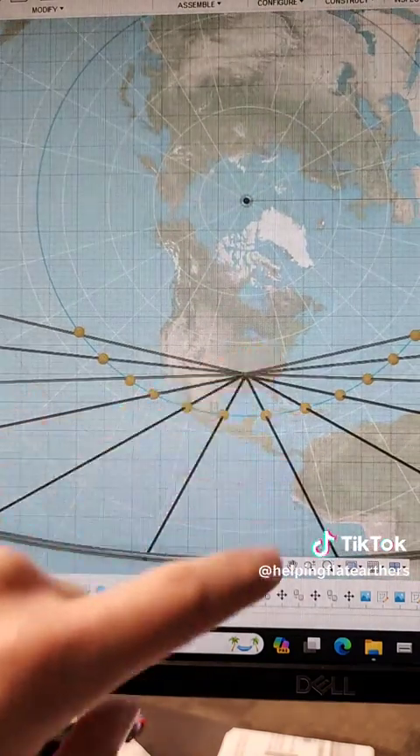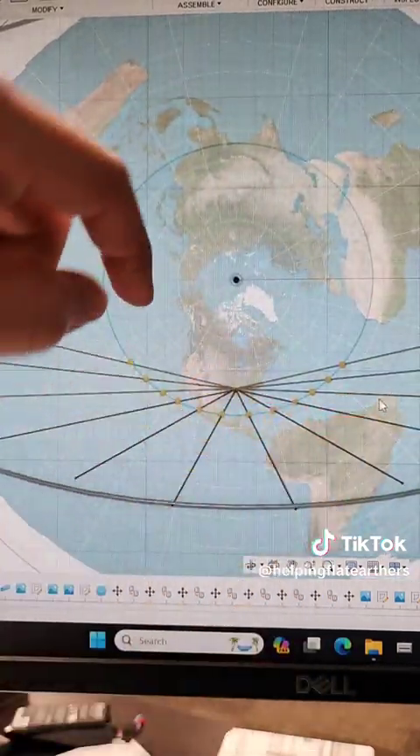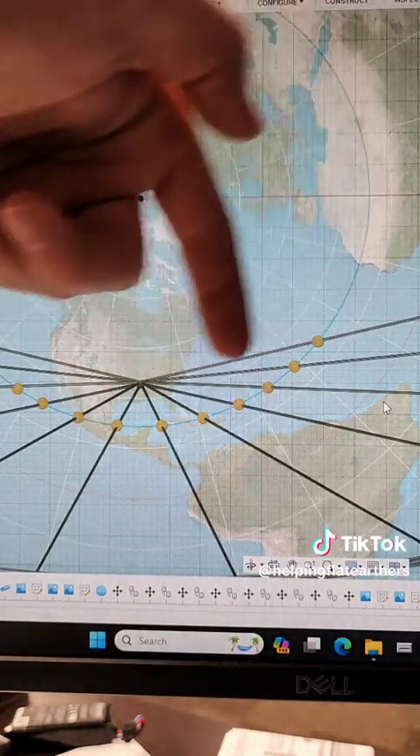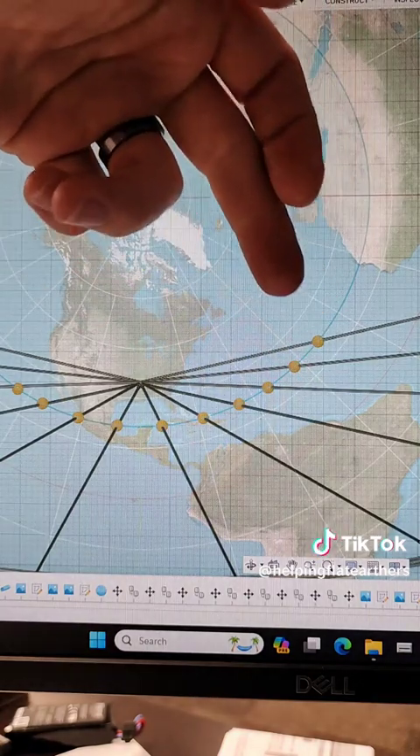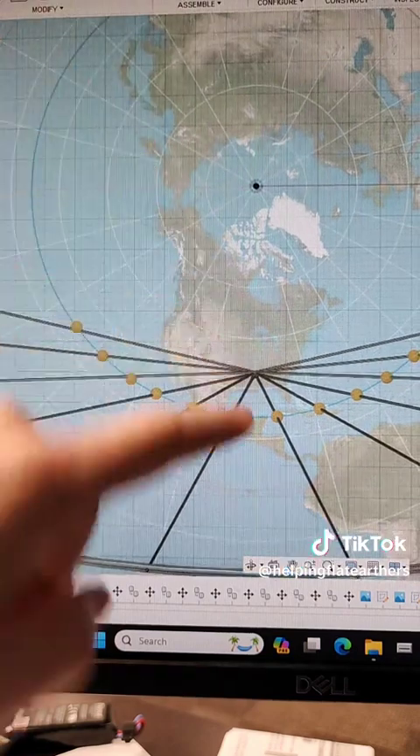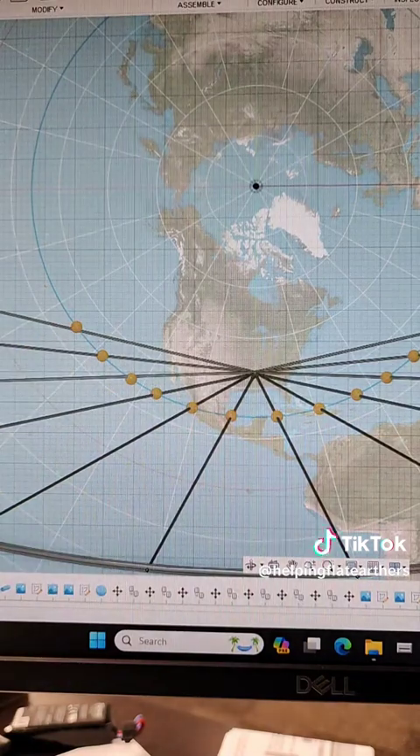And then all of these lines here are representing the azimuth angle, or the compass heading, of where the sun was at each hour, starting from 7:30 in the morning and ending at 6:30 at night. So this is what you're going to see from a top-down view on the flat Earth.